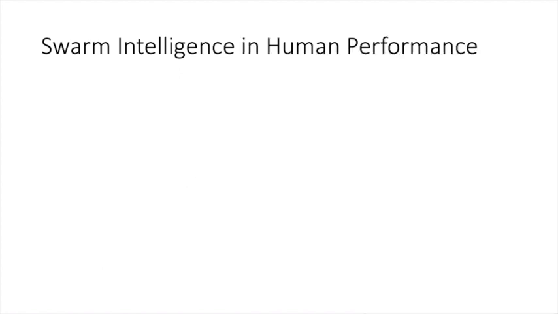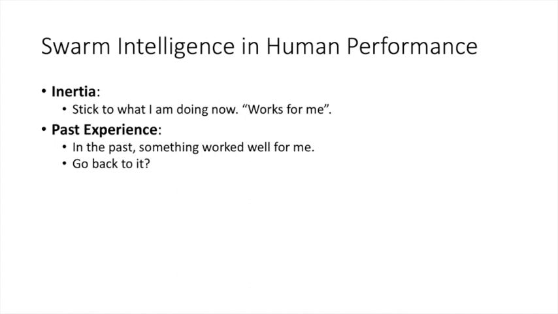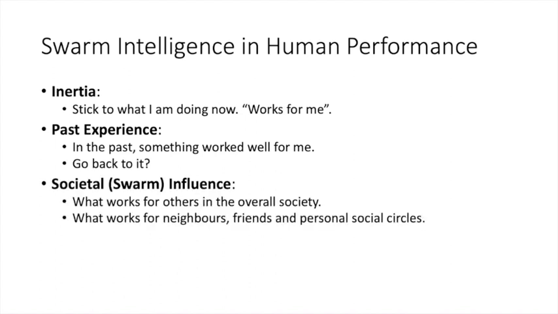Swarm intelligence is seen in human behavior easily, and it has multiple components. The first component is inertia. That is, if we've been solving a problem in a certain way, we have a tendency to stick to our ways. Secondly, we also draw upon our past experience. We all get influenced by society as well and social behaviors, and change our ways to conform to the societal norms. We learn from what we hear about overall societal patterns, as well as what works in our locality, our neighborhood, or in our social circles.